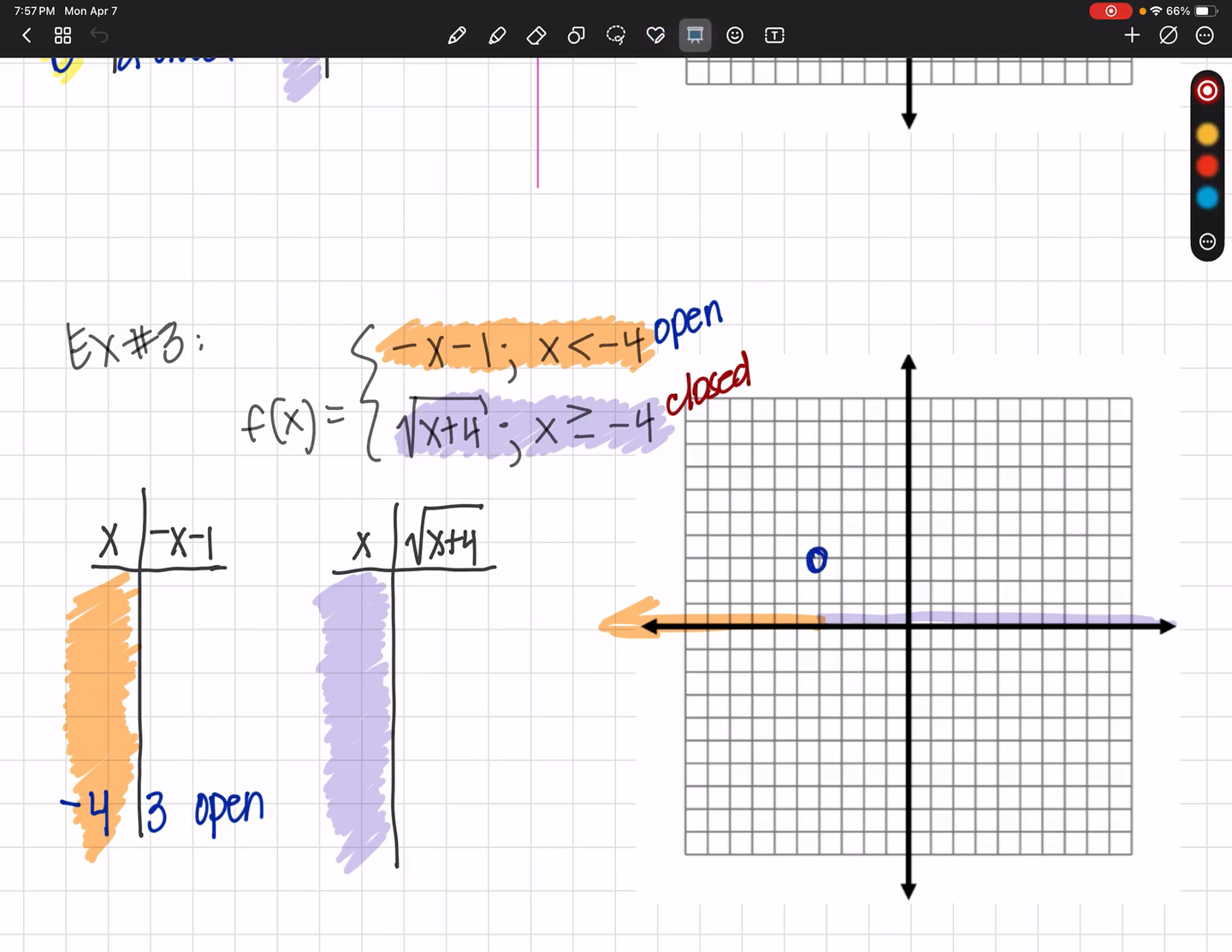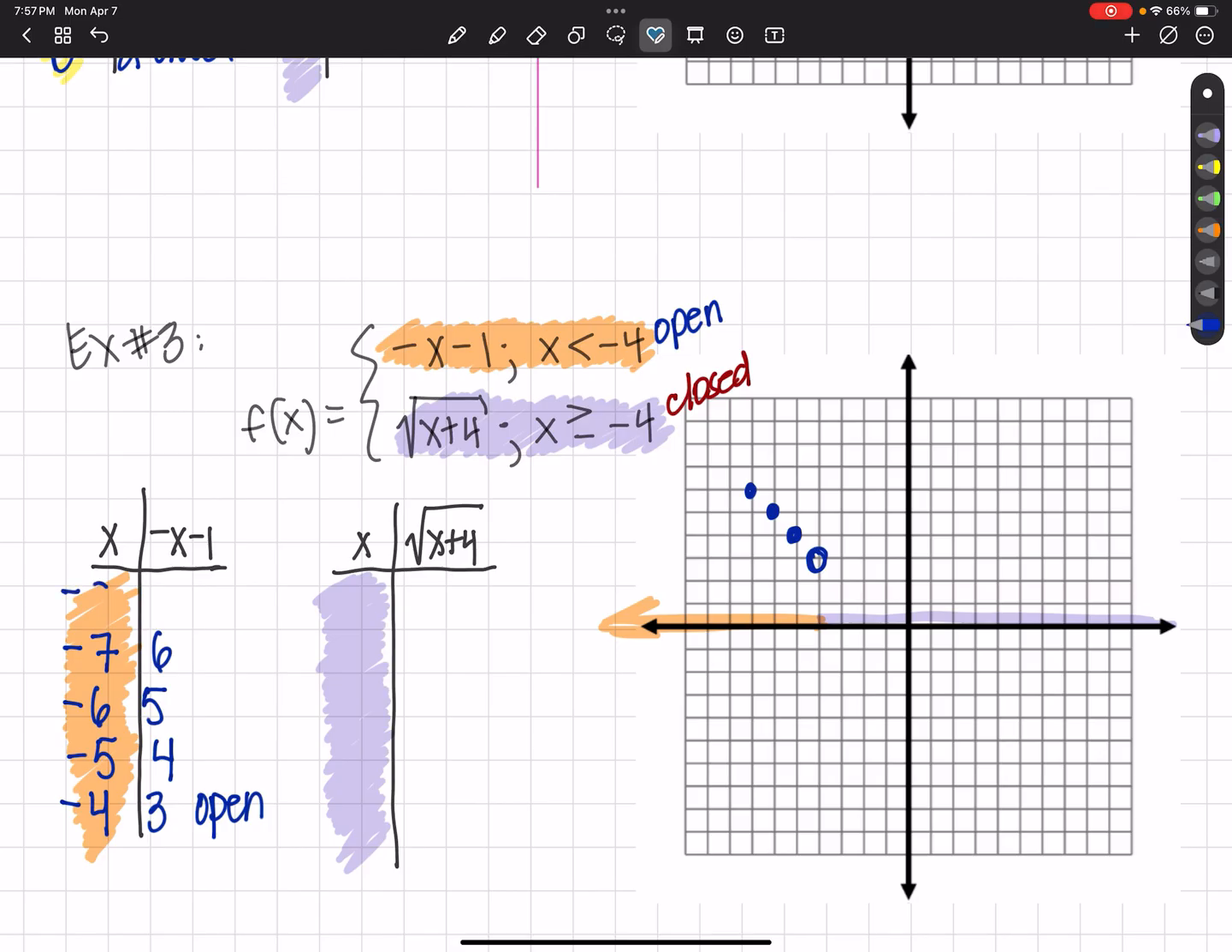Now I need to go to the left where these orange values are. So that would be negative 5. So when I put a negative 5 in, the opposite of negative 5 is 5. 5 minus 1 is 4. So negative 5, 4. Then I'll put a negative 6 in. The opposite of negative 6 is 6. 6 minus 1 is 5. Then we'll put a negative 7 in. The opposite of negative 7 is 7. 7 minus 1 is 6.